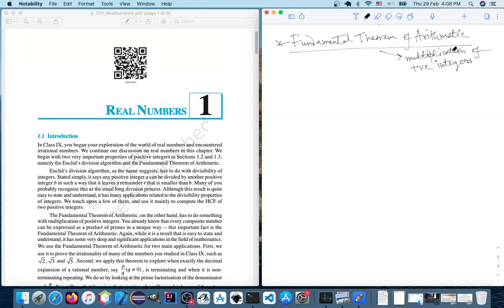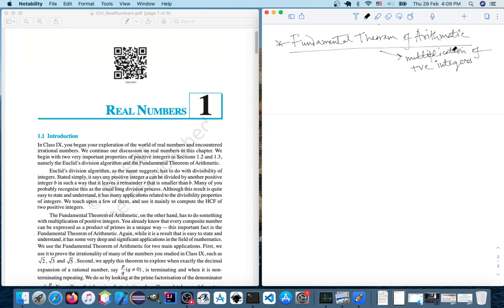Now it says that while it is a result that is easy to state and understand, it has some very deep and significant applications in the field of mathematics. So we use the fundamental theorem of arithmetic for two main applications. First, we use it to prove the irrationality of many of the numbers you studied in class 9, such as root 2, root 3, root 5. So this theorem is used to prove that root 2, root 3 and root 5 are irrational numbers.